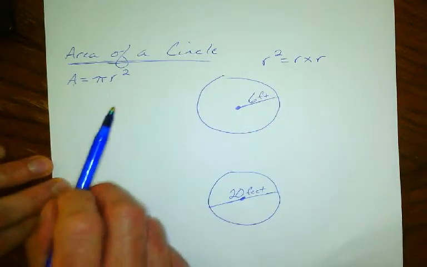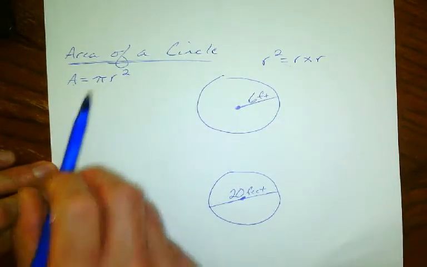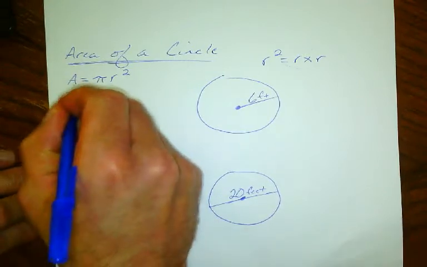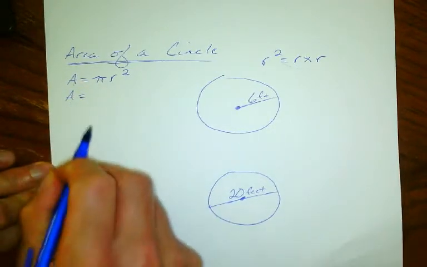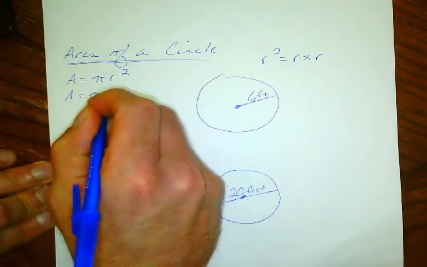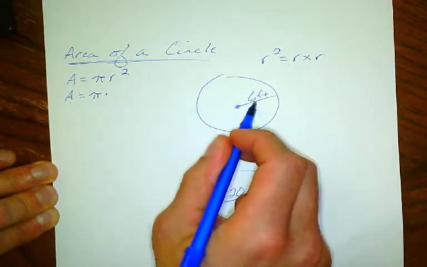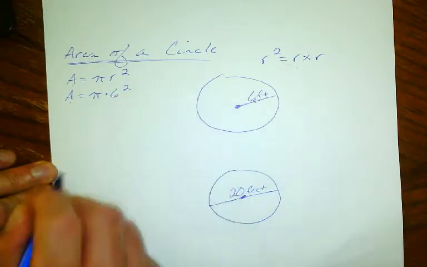So back to business. A equals pi r squared. So we write the formula down, we substitute what we know. We don't know what A is yet. We have pi times our radius squared. So pi times 6 squared.